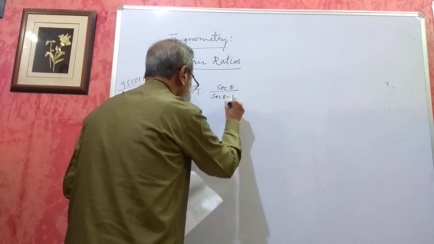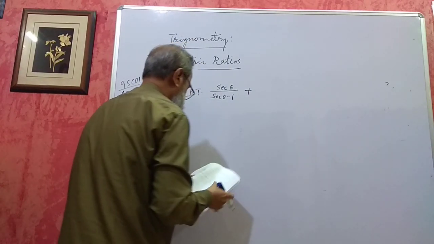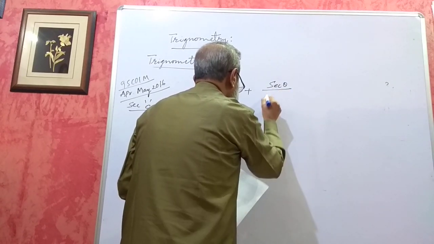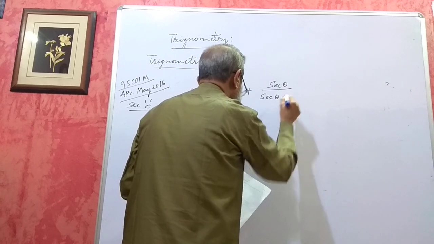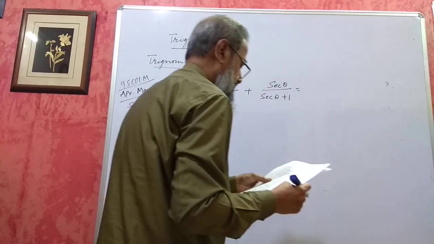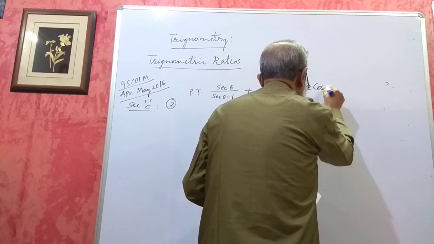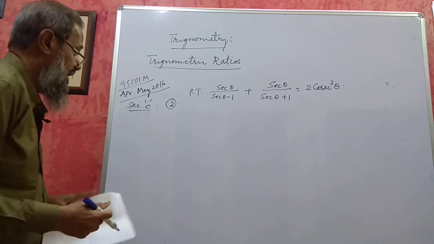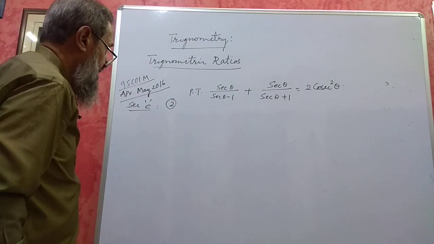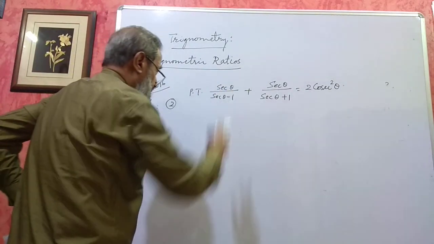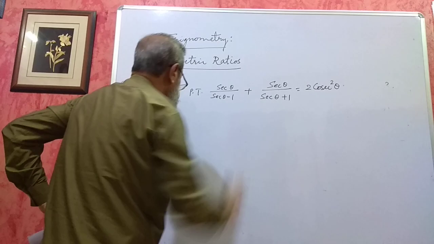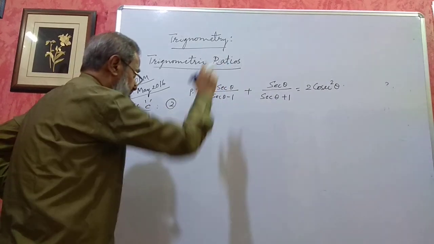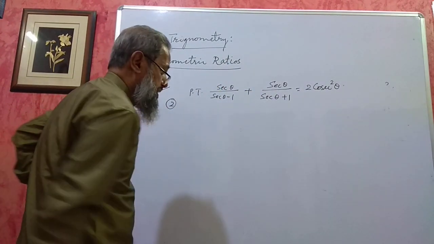Prove that secant theta by secant theta minus 1 plus secant theta by secant theta plus 1 is equal to 2 cosecant square theta. This is an identity to be proved. Now we can prove it. There is no necessity to convert it because these are conjugate. We can do it that way also. Or if you want, we can convert it into 1 by cos theta. That way also it can be done. It's easy to do it this way only.